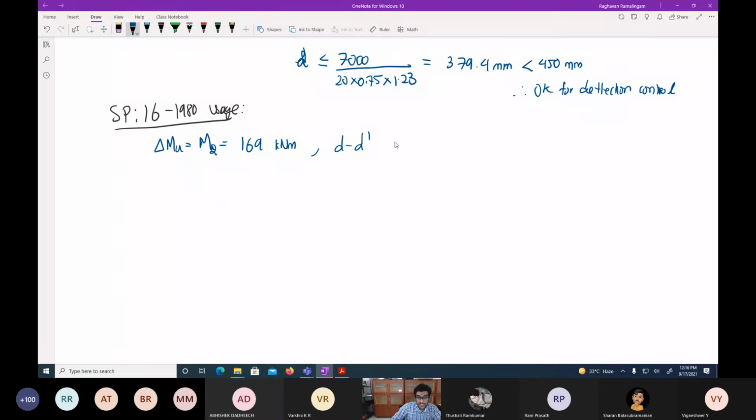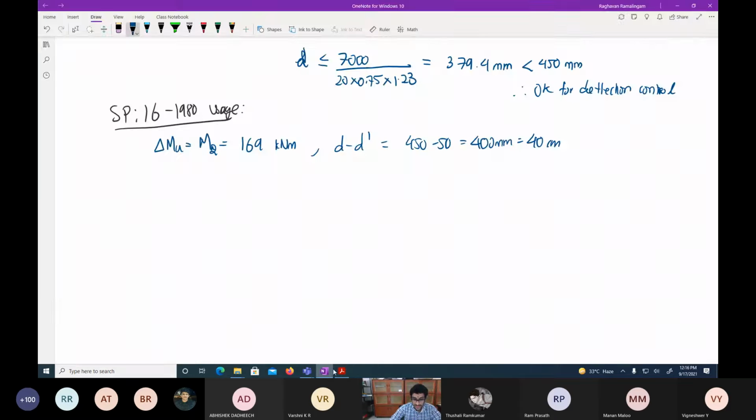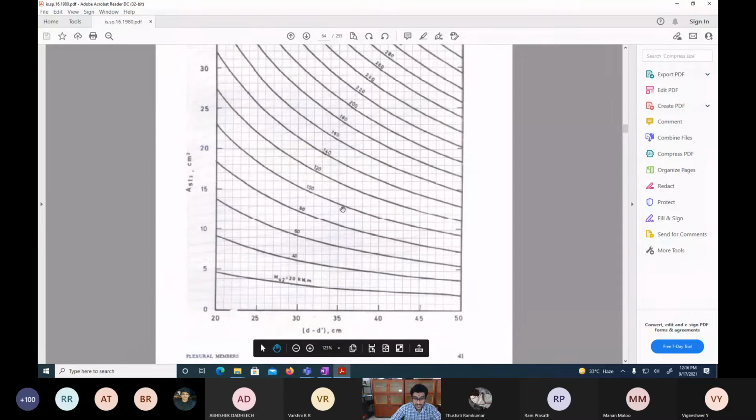D minus D dash is 450 minus 50, which is 400 mm or 40 centimeters. I have written it in centimeters because in SP16 it is given in centimeters. So this is in centimeters, and I am looking at 169 kilonewton meter. So it is somewhere over here. Okay, 169 kilonewton meter somewhere over here, and I am looking at 40.